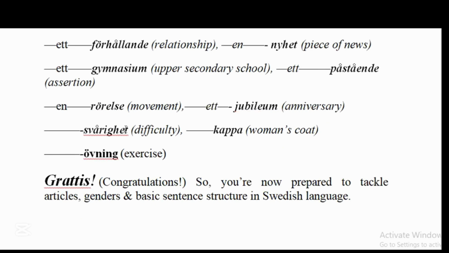Now we have this suffix at the end. En svårighet, difficulty. En kappa. When a noun ends with a, it should be an en noun. Okay, en noun. And the next we have en öppning, an opening. When you find this suffix ing, that means it should be an en noun.